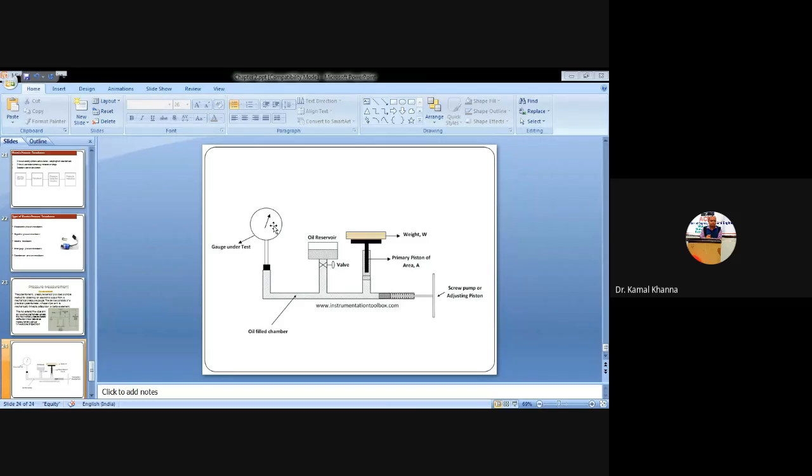The oil reservoir and the valves are installed so that if there is any decrease in the oil, it can be fulfilled from the oil reservoir, because if there is any leakage, then that leakage will be repaired, and as soon as that leakage is sorted out, more oil will be filled by opening the valve from the oil reservoir to the oil filled chamber. So this is how the dead weight pressure gauge works.